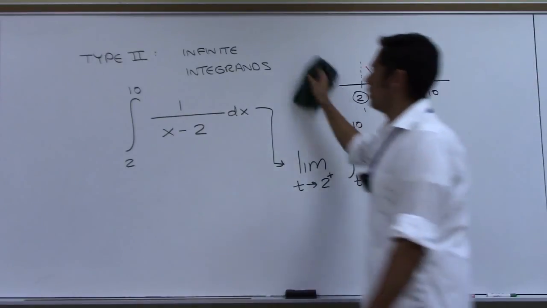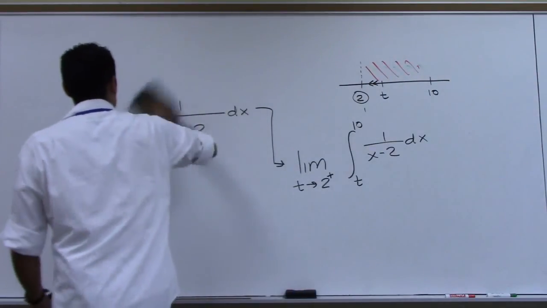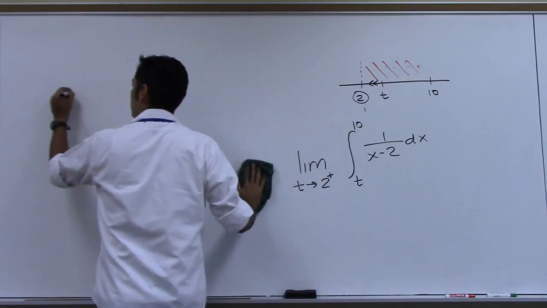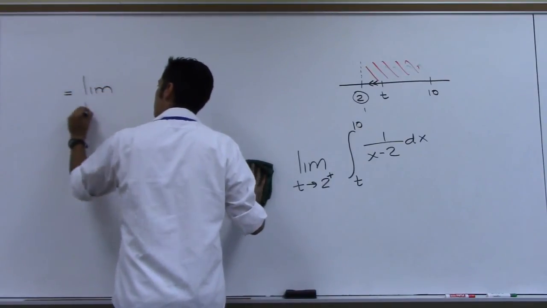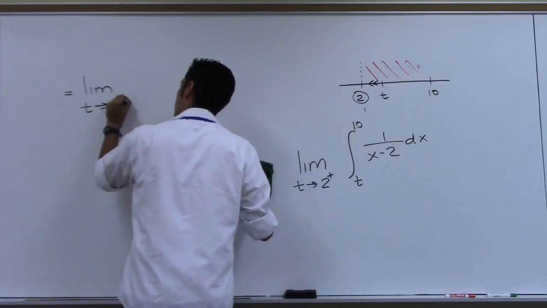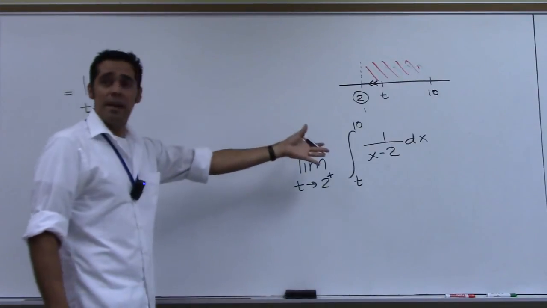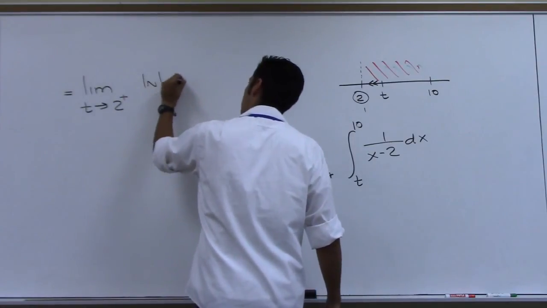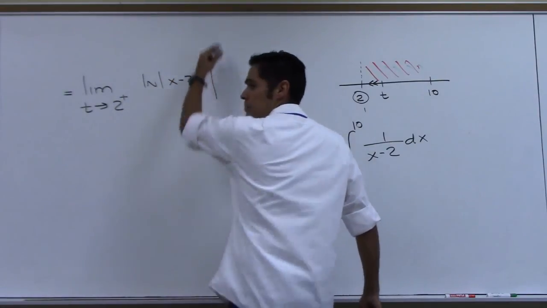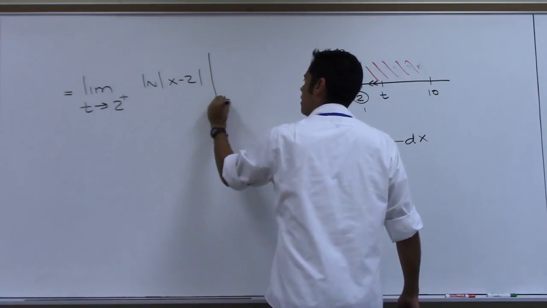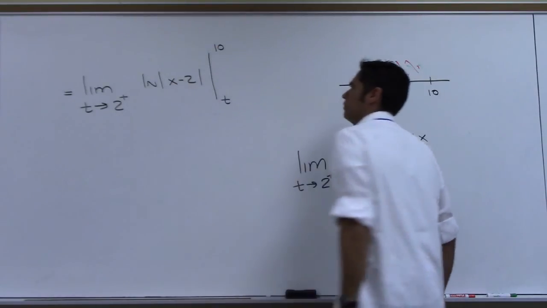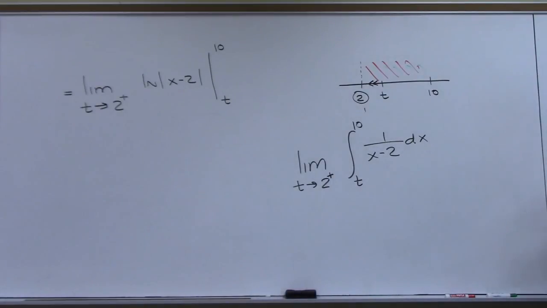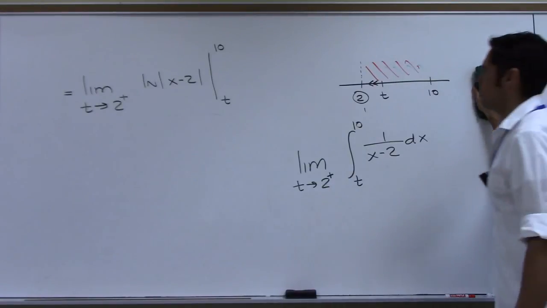All right. So this becomes the limit as t approaches 2 from the right. And we already found that antiderivative, didn't we? It was natural log of the absolute value of x minus 2. And then I have my evaluation bar that I put out here, t and 10. Then I'm going to write limit. I'm going to do a bracket, 2 sets of parentheses, evaluation theorem, plug in.